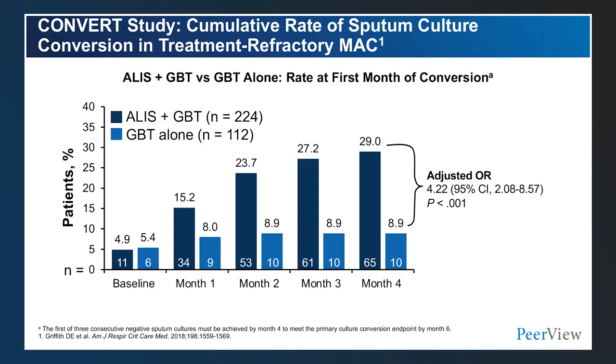to negative. So as you can see on the slide, the dark blue bars represent ALIS plus guideline-based therapy, those patients who are receiving both or all medications, so guideline-based therapy plus the inhalational therapy, and then those on guideline-based therapy alone in the lighter color of blue. And really what I'd like to bring your attention to is month 4. You can see that 29% of patients who are on guideline-based therapy plus ALIS converted their cultures to negative versus those patients who are on guideline-based therapy alone at roughly 9%, as you can see in the light blue.